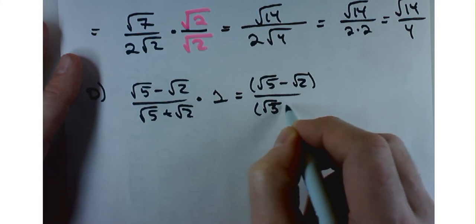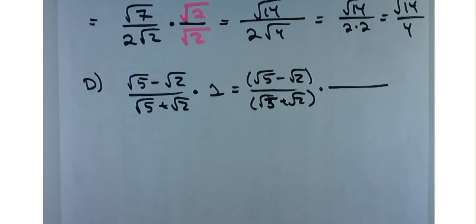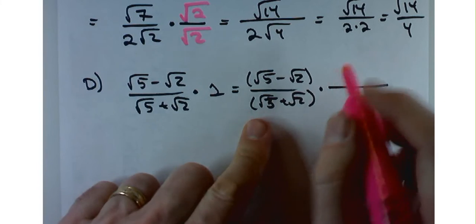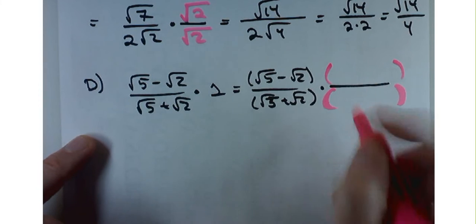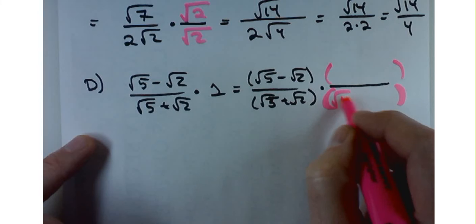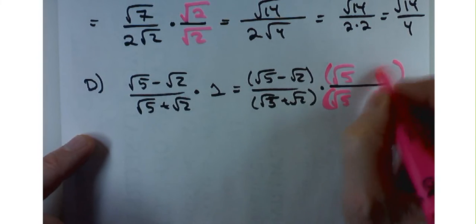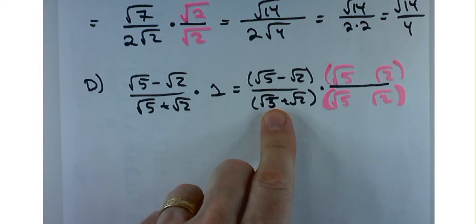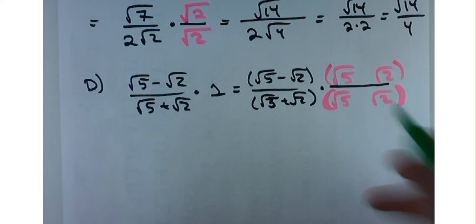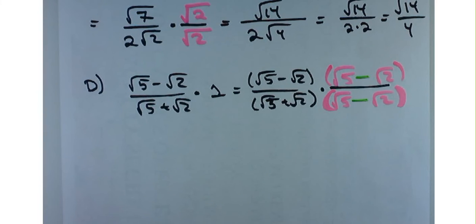Square root of 5 plus square root of 2. The thing to keep an eye on is the denominator. And what you're going to multiply by is something called the conjugate. So the conjugate of the denominator is really going to be the same thing, except the opposite sign. So what I'll have here, instead of square root of 5 plus square root of 2, I'll have square root of 5 minus square root of 2. And notice it's the same for the numerator and the denominator.